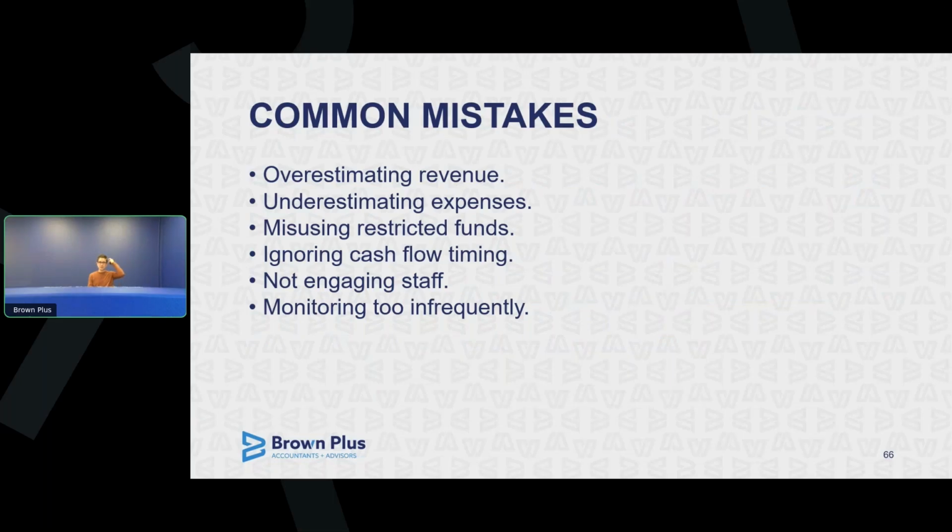The second mistake is underestimating expenses. Costs rarely stay flat. Insurance goes up, rent goes up, supplies go up, software renewals go up. It all adds up. If you assume everything will cost the same as last year, you're just setting yourself up for a mid-year panic. Third mistake is forgetting about restricted funds.